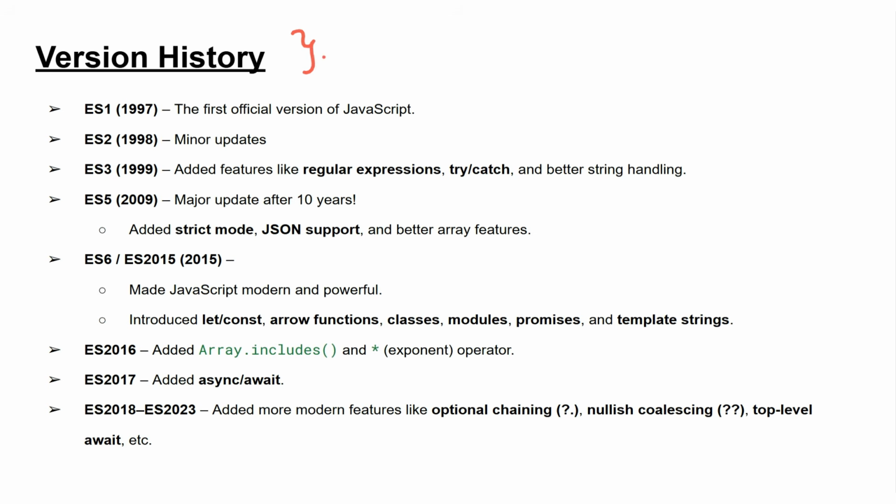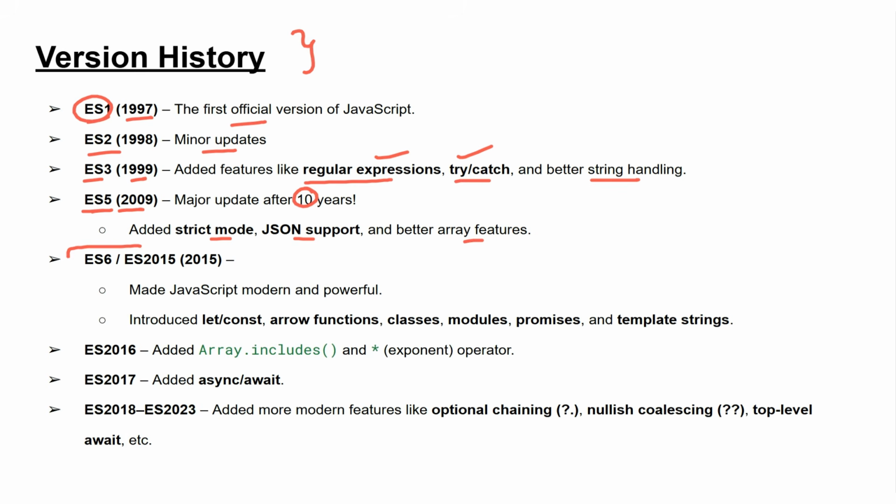This is the version history of JavaScript. This is not a much important topic, so I will not go deep into it. The initial version was ES1. It was released as an official version in 1997, and ES2 with some minor updates, ES3 in 1999 with some features like regular expression, try-catch block, and string handling. These features are most used nowadays. And ES5 was released in 2009 after 10 years. They have added strict mode, JSON support, and better array features.